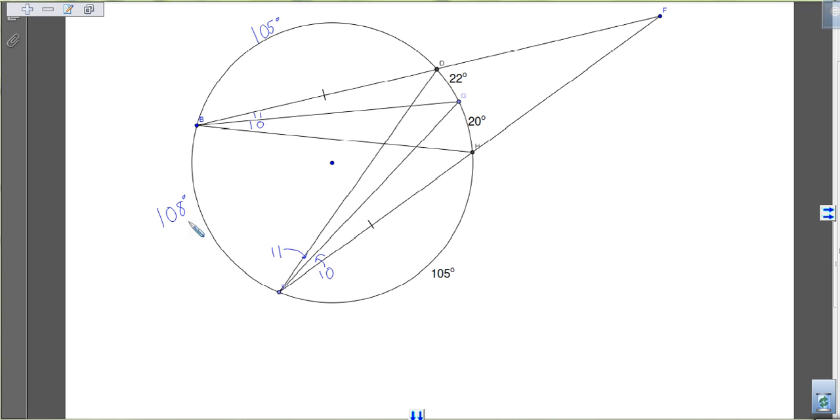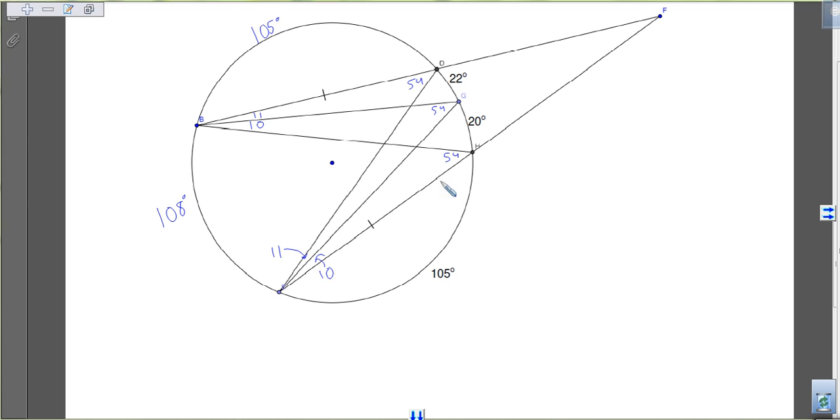Alright, now I have a couple of angles that are inscribed that all form that same arc. This one there, here, and then also here. So all of these are congruent. Means this is 54, this is 54, and this is also 54. From here, it's just a matter of solving for the triangles.